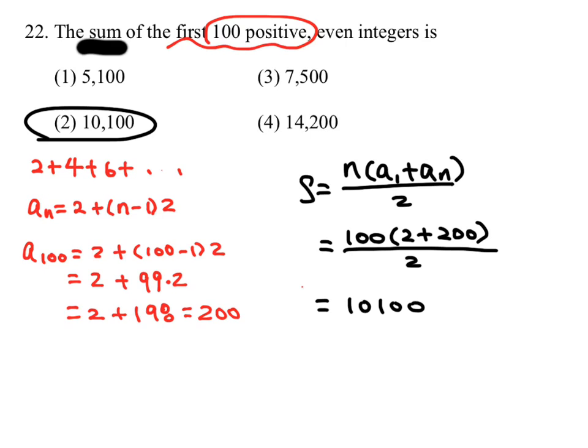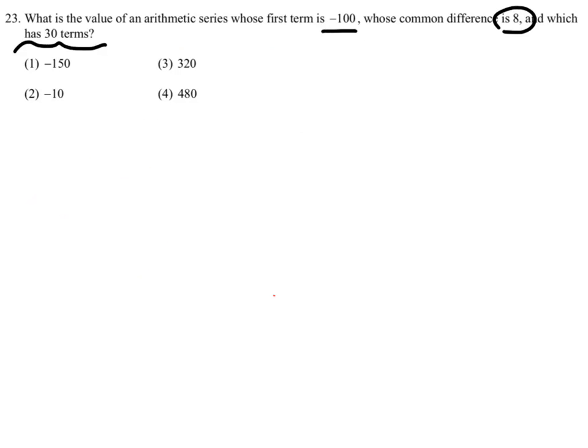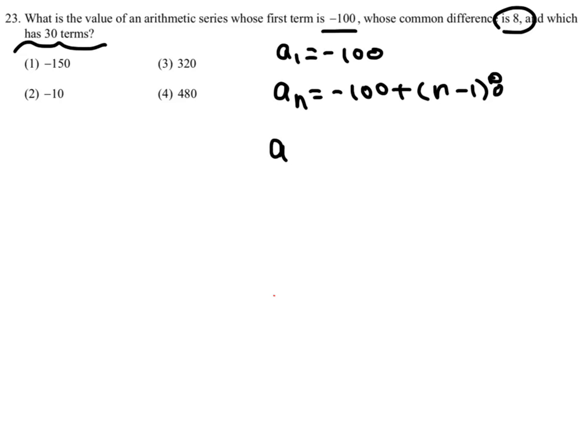All right, let's move on to the next question. So what is the value of the arithmetic series, similar to the previous question? First term is negative 100. Common difference is 8. And then it has 30 terms. So first I need to figure out the last term. We know a sub 1 is negative 100, and we know the formula a sub n is equal to negative 100, the first term, plus n minus 1 times the common difference, which is equal to 8.